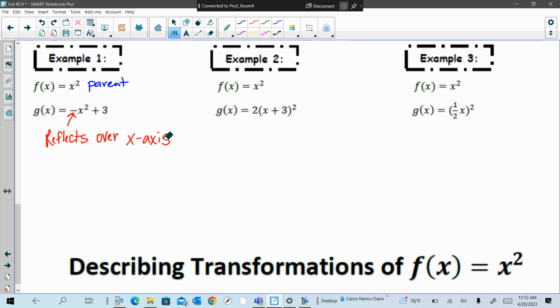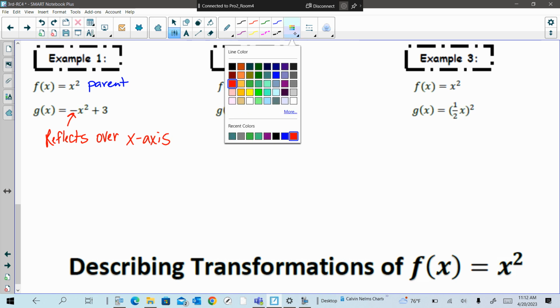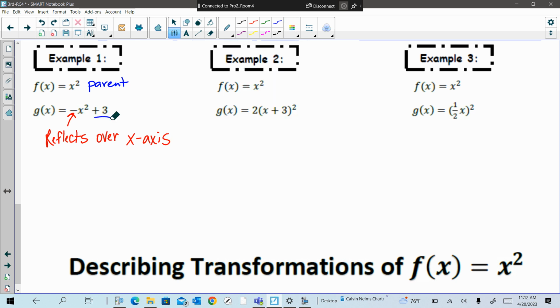Okay. Now, we also heard the +3. So what is this telling me? Translation. It's a translation. How? Yep, it goes up. How many? 3. Yep, up 3 units. There we go. So we had a reflection, and it shifts up 3 units.